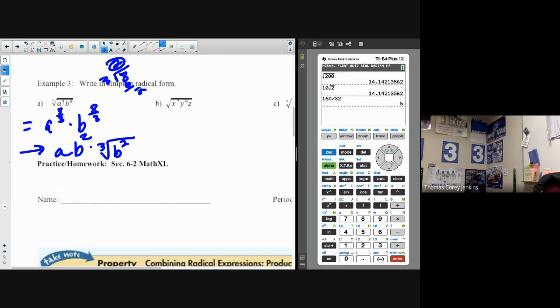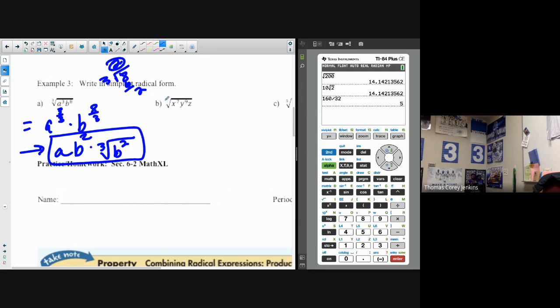Then we wouldn't care about the even, odd rule because we're taking an odd root there, or my index is odd. You could say that either way. So a times b squared times the cube root of b squared would be our final answer there. Let's do one more of those because those can be tricky.